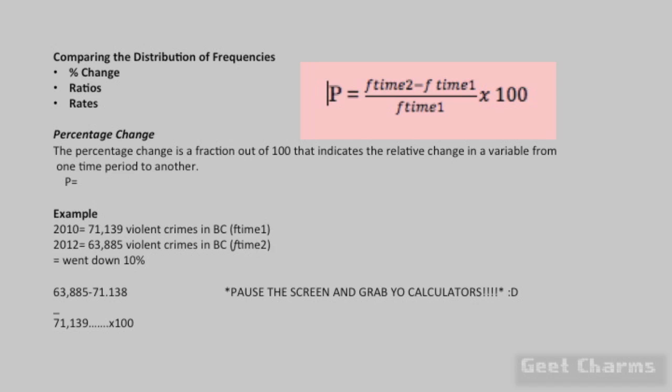So you take 63,885, which is time 2, and you subtract time 1, which is 71,138, and then you get your answer, and you divide by time 1 again, and then you multiply by 100. So pause the screen and get the answer. And did you guys get it? The answer is minus 10.19, which means the crime rate went down 10%.